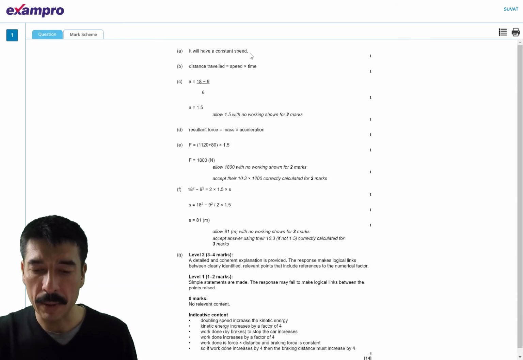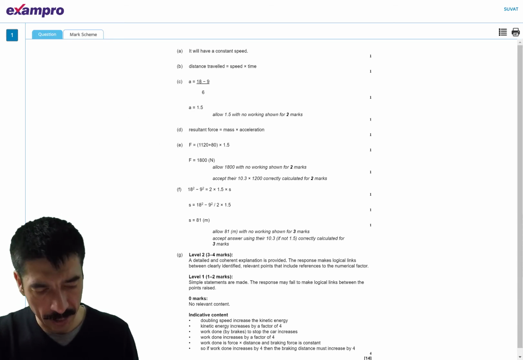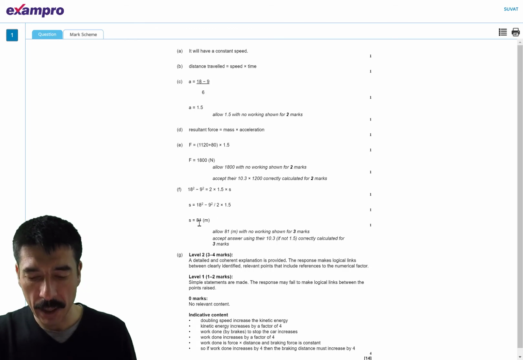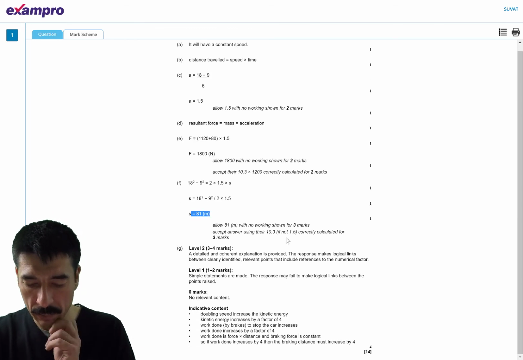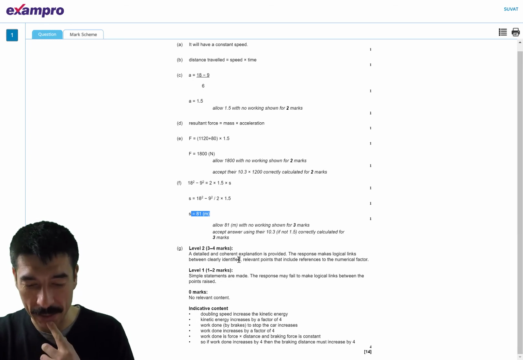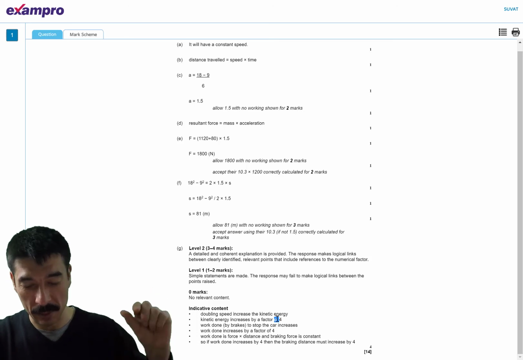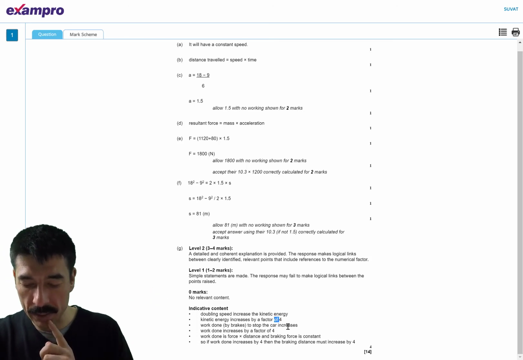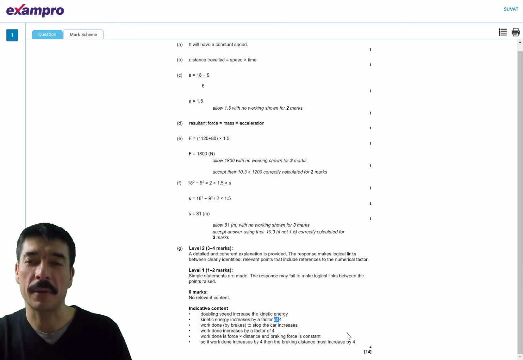So it will have constant speed, yes. Speed times time, yes. 1.5, yes, I got that. 1,800 newtons. Did I get that for my answer? I think I did. Yes, I did. Displacement, 81 meters. Brilliant. Right, let's have a look at if I get the marks for the written answer. Doubling speed increases kinetic energy. Kinetic energy increases by a factor of 4 because it's been doubled, and because there's a square in there. Work done by brake to stop car increases. Work done increases by a factor of 4. I think I had a good mark for that.